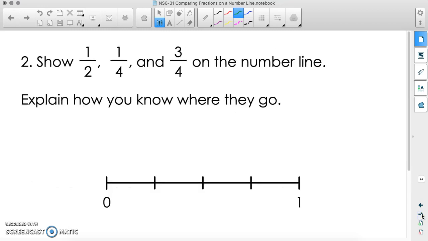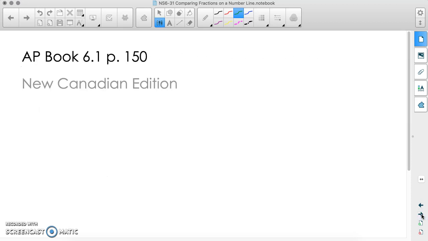And then here's another exercise for you to complete on your whiteboard. When you're done, resume. And your assignment to complete today is page 150 of your Jump Math book. You're going to check in with me when you are finished.